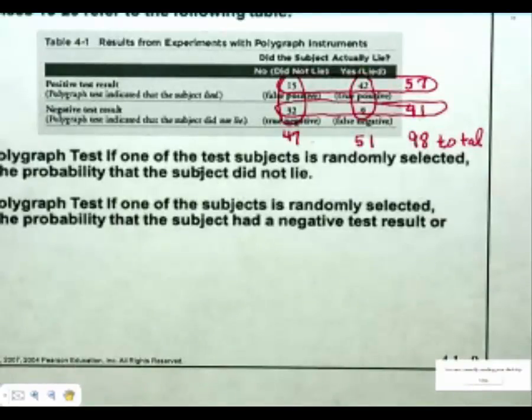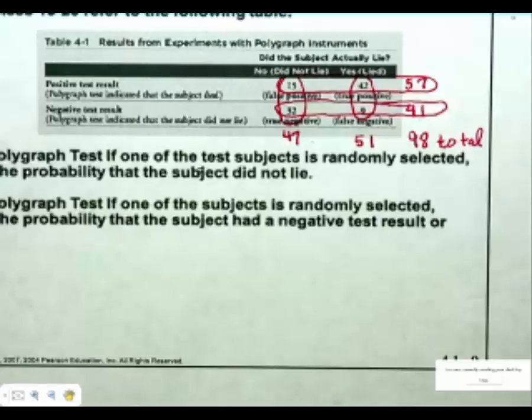In court, which would be worse, a false positive or a false negative? Yeah, we really try in our justice system not to lock away people who are innocent. That is probably even worse than letting go somebody who's guilty. So this shows why polygraph tests are inadmissible in court.